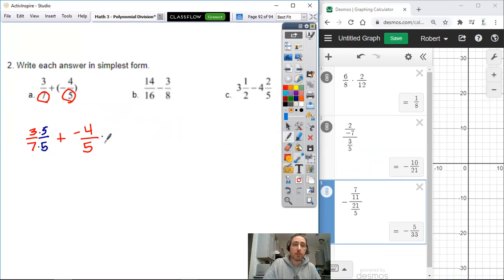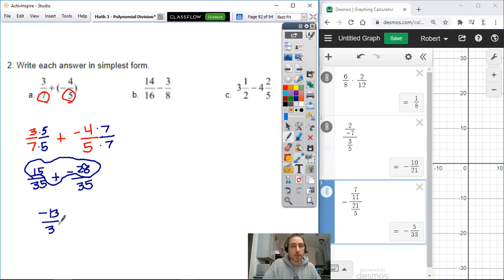Here you've got to multiply them both by 7. So that's going to give you 15 out of 35. That's equivalent to 3 out of 7 plus negative 28 out of 35. Now you're ready to add the numerators. So 15 plus negative 28. That's the same thing as 28 minus 15, but with the negative, which is going to give you negative 13. And that's out of 35.